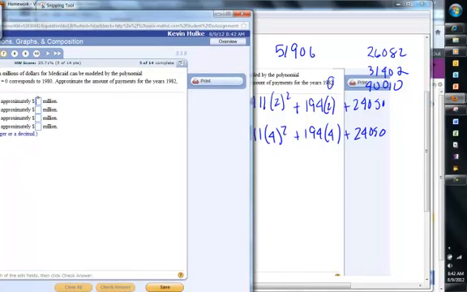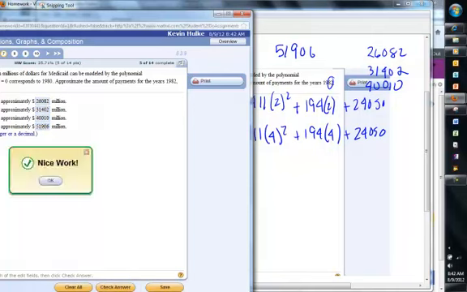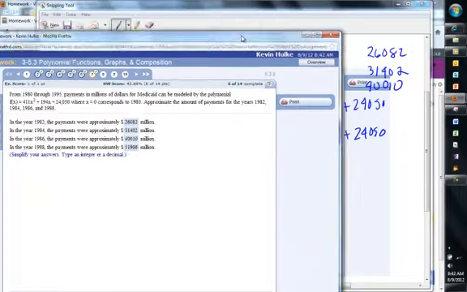First one is 26,082. Next one is 31,402. The next one is 40,010. And the last one is 51,906.